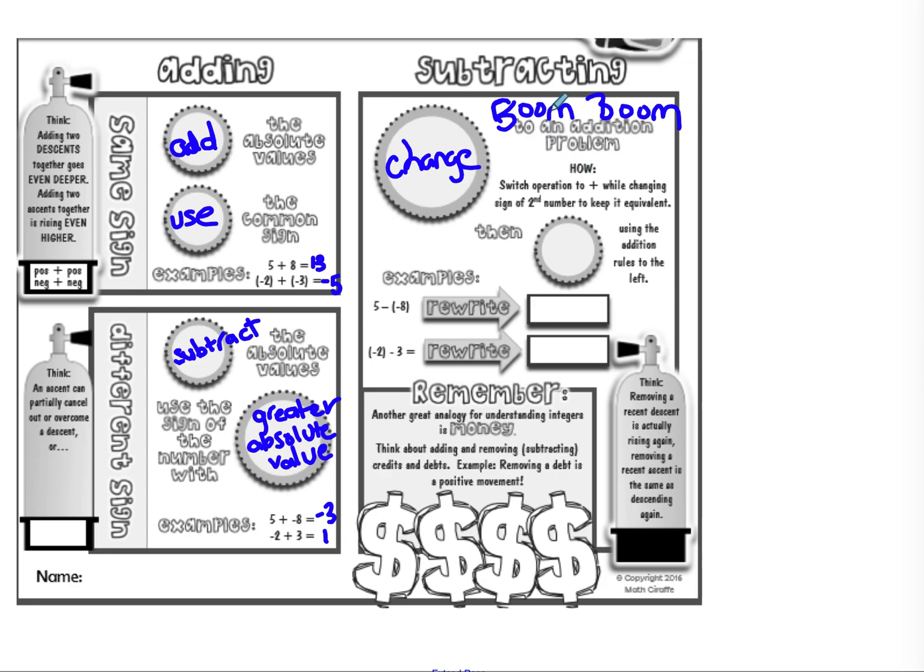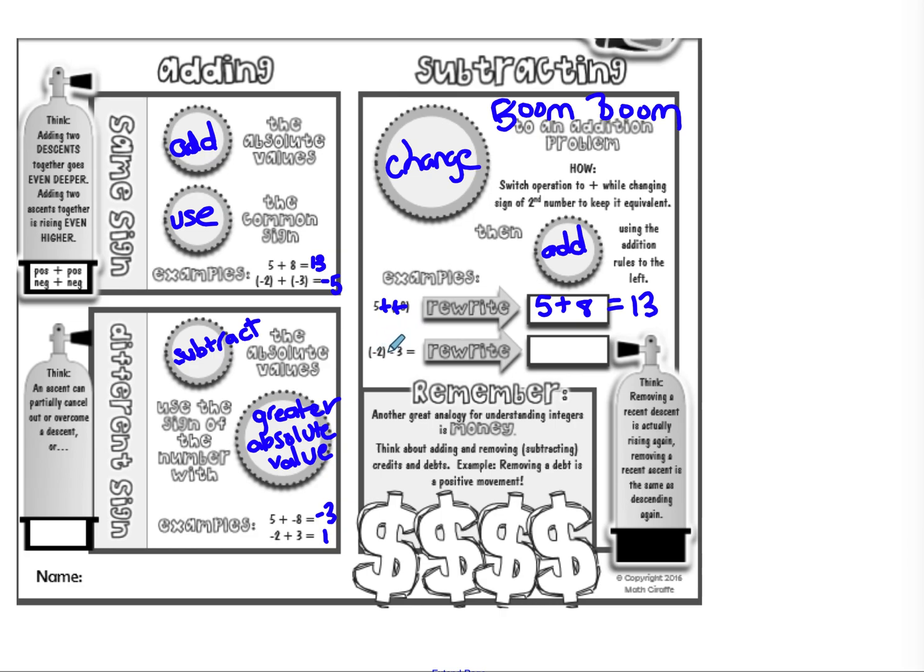So how do we do that boom, boom method? We switch the operation to a plus while changing the sign of the second number to keep it equivalent. Then we add those numbers using our addition rules. So really we're changing it to addition, and then we're adding using our addition rules, so these rules over here. Okay, examples. 5 minus negative 8. Boom, change to addition, boom, change the sign, rewrite that problem. That now is a 5 plus a positive 8. That's going to give us an answer of 13.